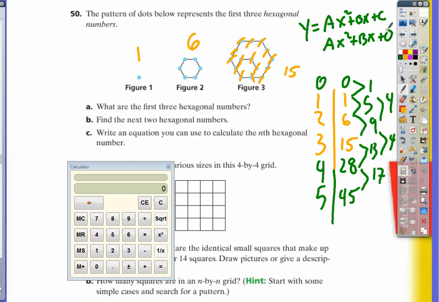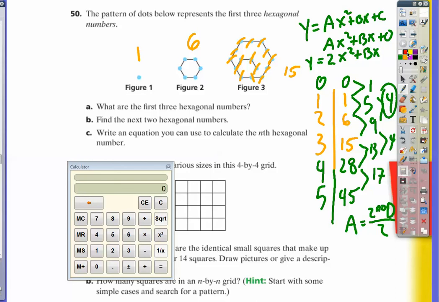Now, what you don't know, and what we did allude to today, is that this second difference is a key component into your equation. Actually, your a value is equal to your second difference divided by 2. So I know my a value is going to be 2, which gives us 2x squared plus bx plus 0. And so now it's a matter of plugging in a point.